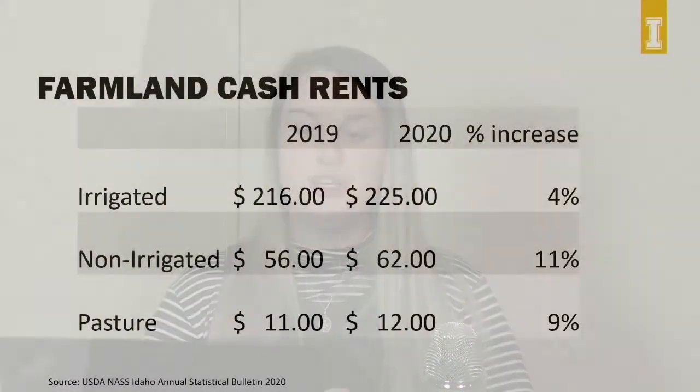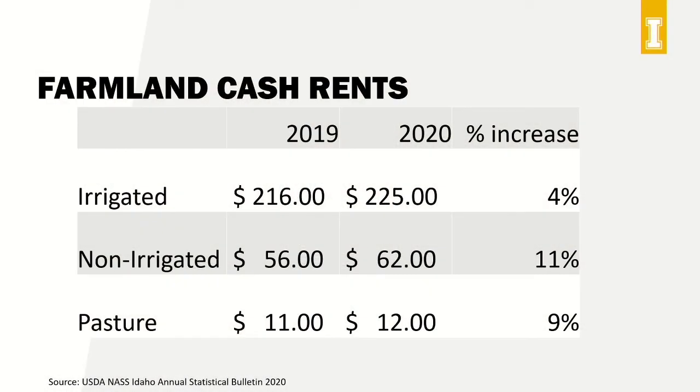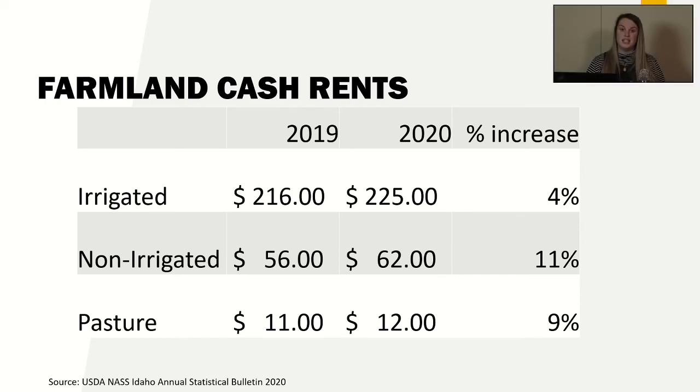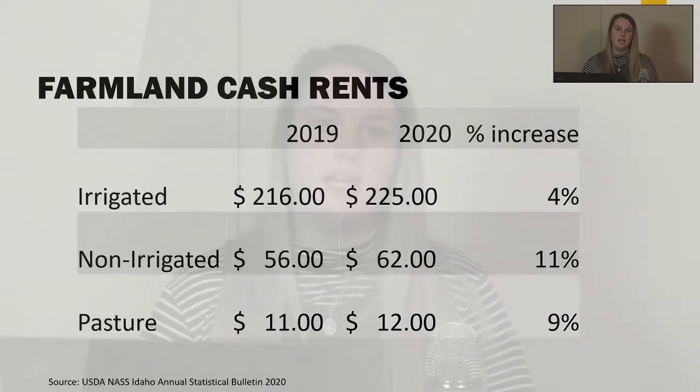So now we get into farmland cash rents, and you can see that there's been huge increases in cash rents. At least I think they're huge, because usually we see about a 1% increase, but this year, according to NASS, irrigated farmland acres went from $216 per acre to $225 per acre. That's about a 4% increase. Non-irrigated went up an 11% increase, and then pasture land went up about 9%, just by $1, but these are still large increases for these already tight margins, and especially in a year with so many unknowns.